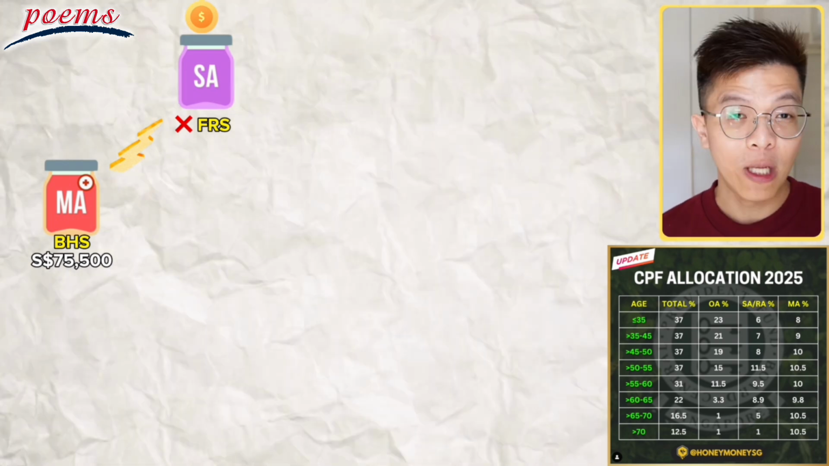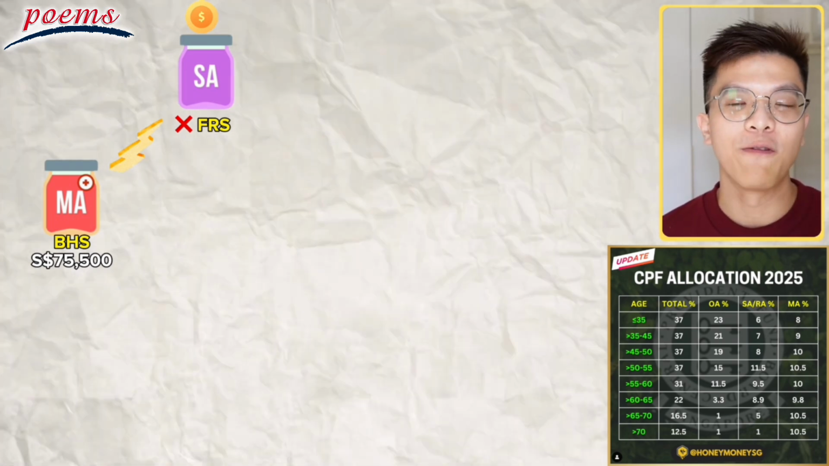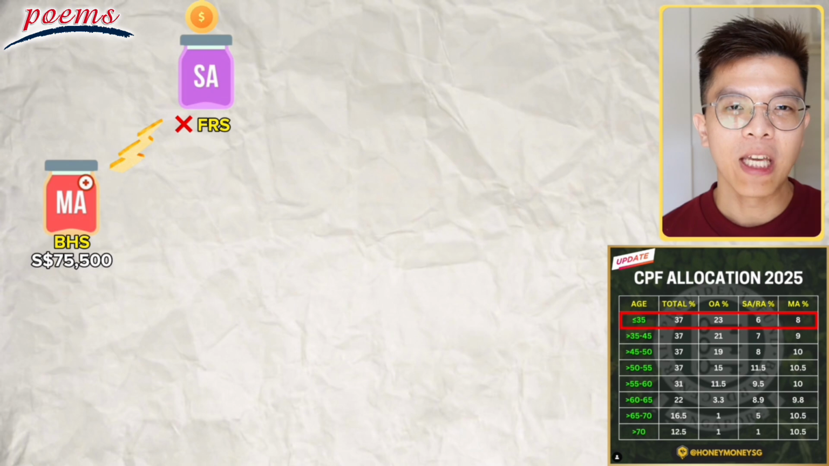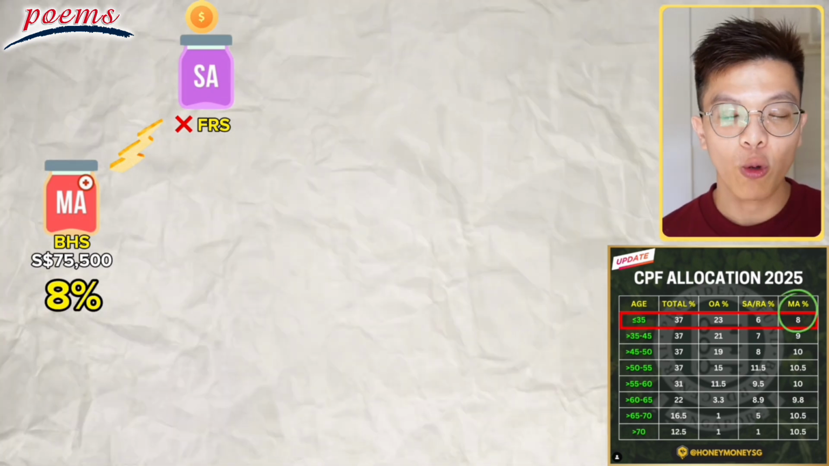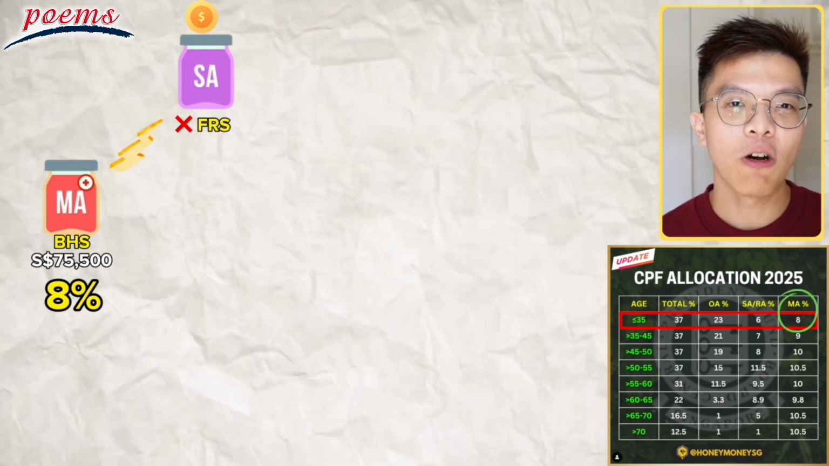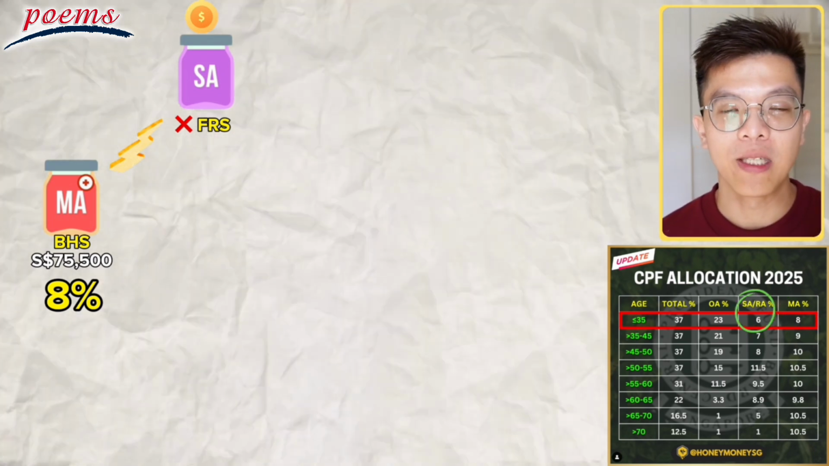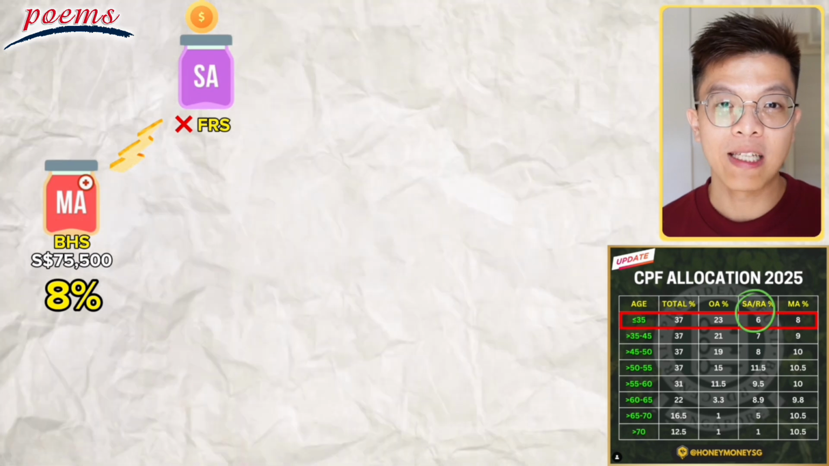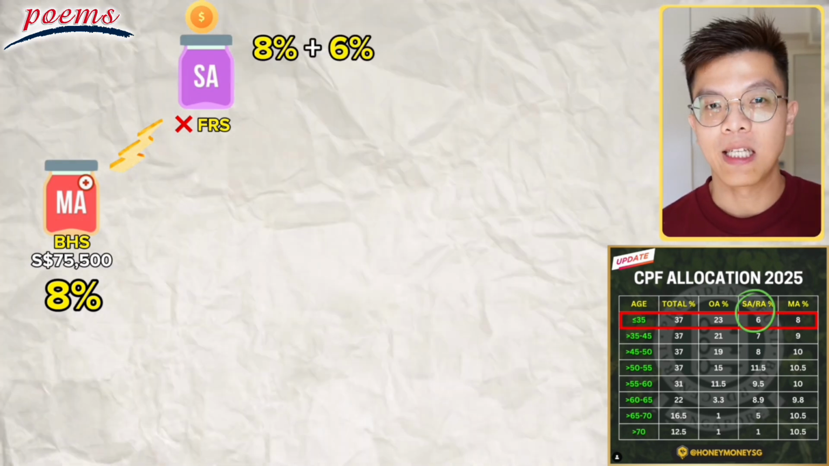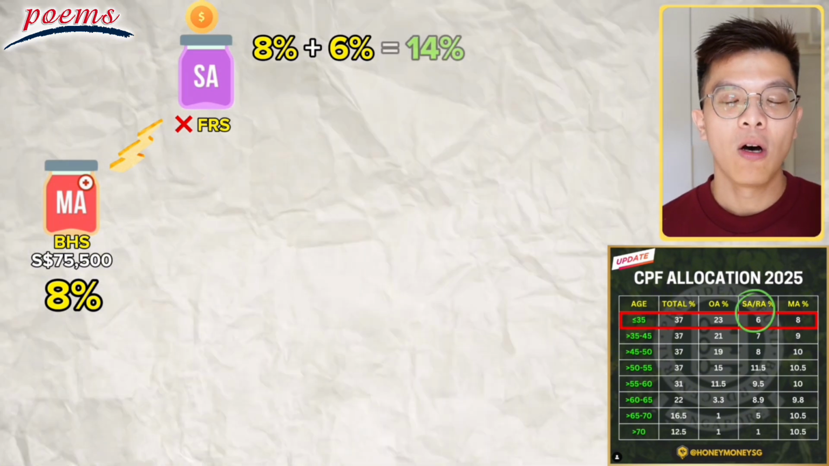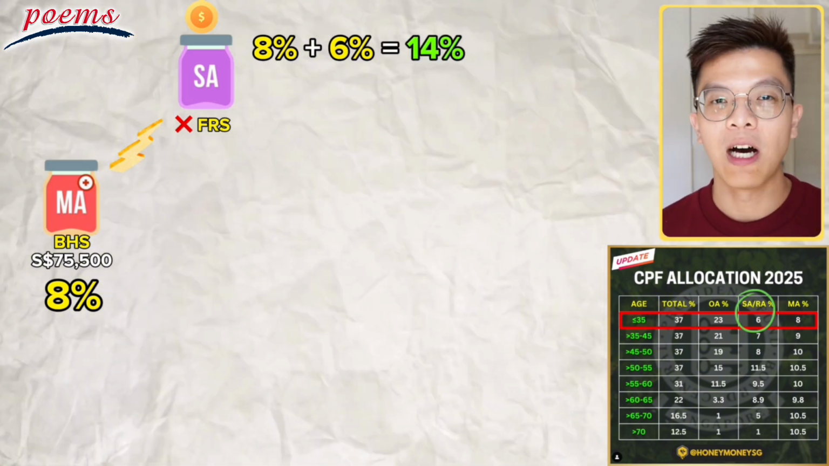Full retirement sum we have gone through in a previous video, right? You all know what the full retirement sum is. Therefore, for people aged 35 and below, the 8% MediSave contribution will no longer flow to the MediSave account. This 8% contribution will flow to the special account instead. And remember, your original SA contribution is 6%. So this means 8 plus 6% gives you 14% of your contribution to the special account every month.